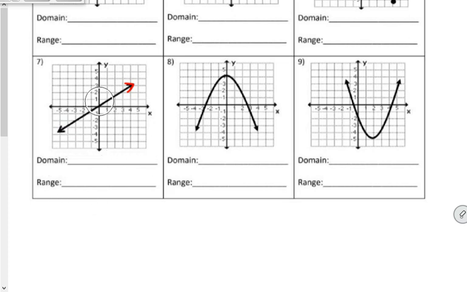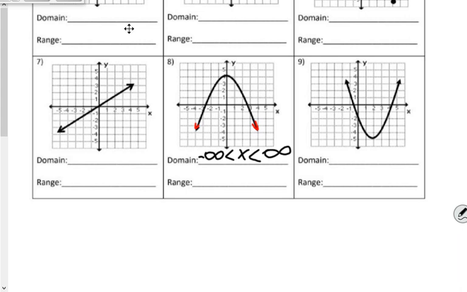Now, let's take a look at number 8 real quick. Now, we've got our arrows again. Alright? They're going down into the sides, which means that our x values are going to go infinitely to the left and infinitely to the right. Okay? So we can say that our domain, since this thing is going to encompass all x values, goes from negative infinity is less than x, which is less than positive infinity. Okay?